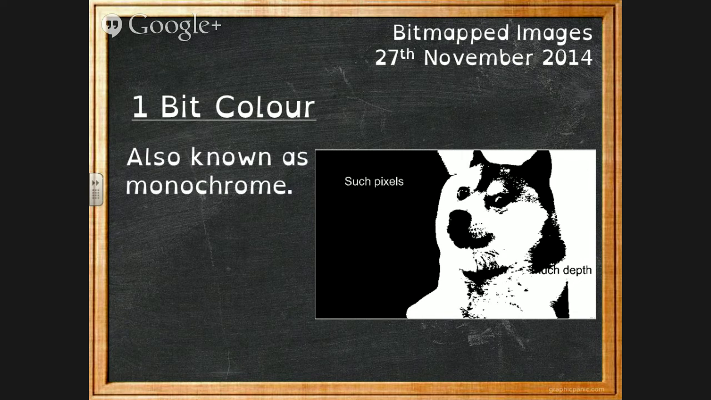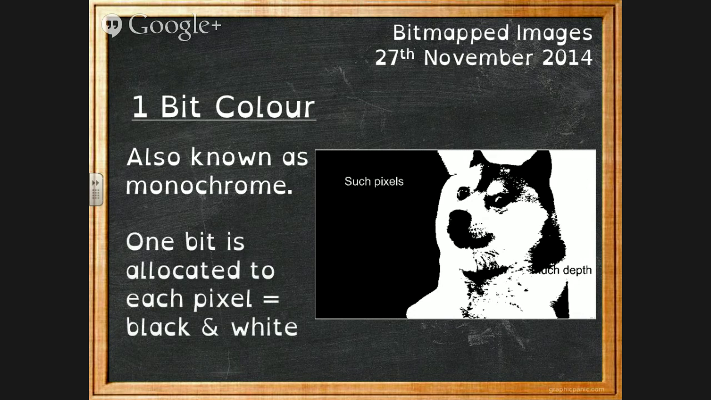Okay, so 1-bit color. What we are looking at here is also known as monochrome. That is one of the things that we will cover. 1 bit, either black or white. There's no grayscale in there at all. It's either black or white. So you can see here, 1 bit allocated to each pixel. We've only got 2 colors there. You could technically get away with having monochrome with 2 other colors, but it wouldn't be monochrome anymore.